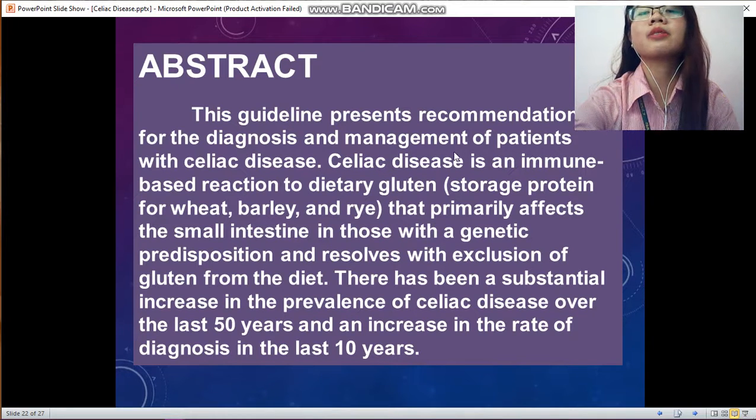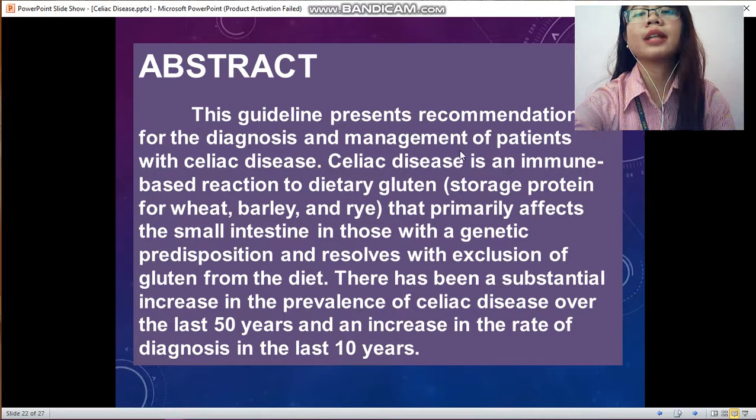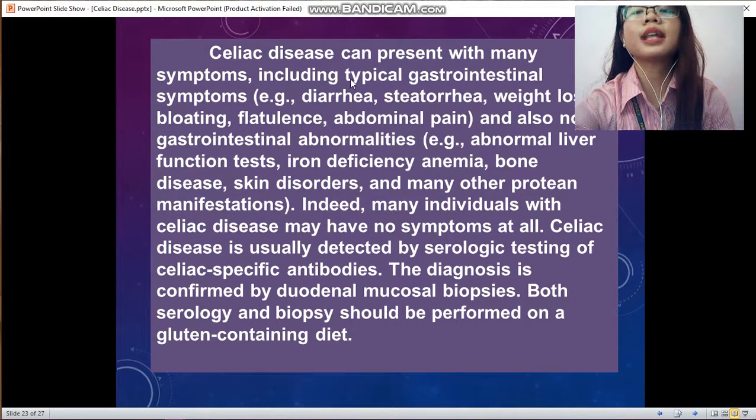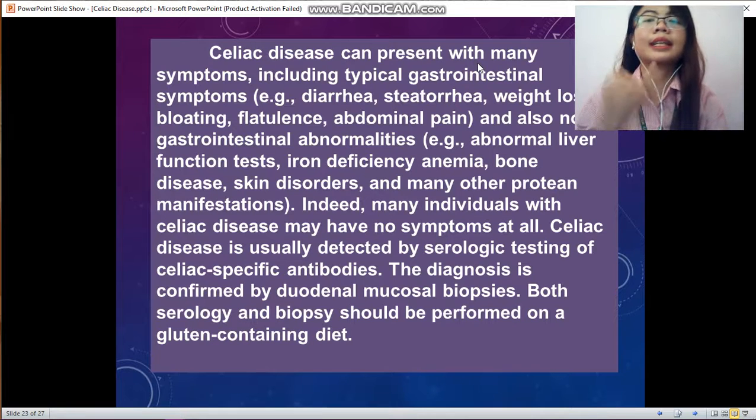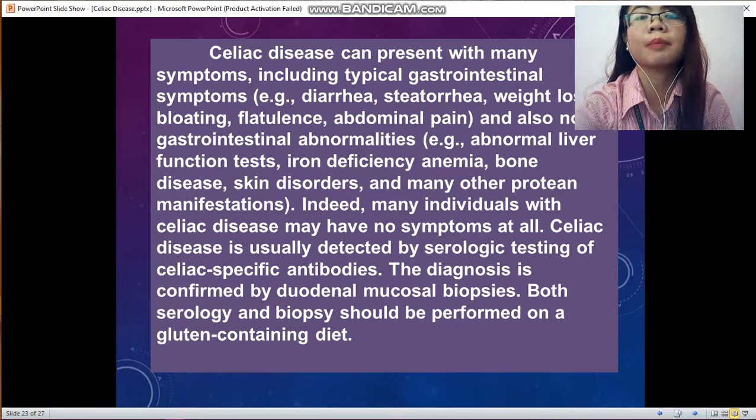This guideline presents recommendations for the diagnosis and management of patients with celiac disease. Again, celiac disease is an immune-based reaction to the dietary gluten storage protein of wheat, barley, and rye. There has been a substantial increase in the prevalence of celiac disease over the last 50 years and an increase in the rate of diagnosis in the last 10 years. So celiac disease can present again with many symptoms like typical gastrointestinal symptoms. Here are the samples that I tackled a while ago, and also gastrointestinal abnormalities.